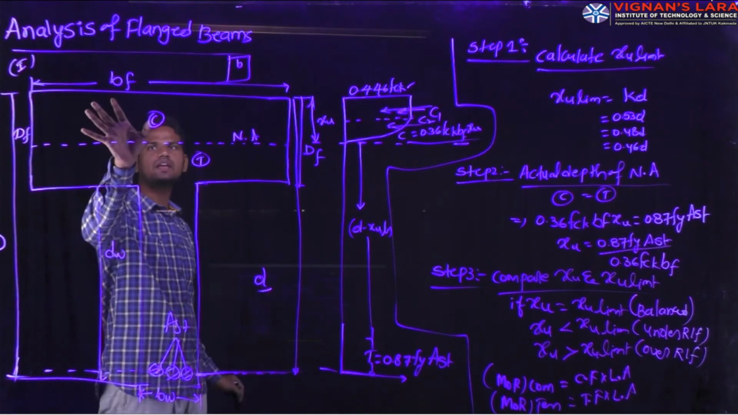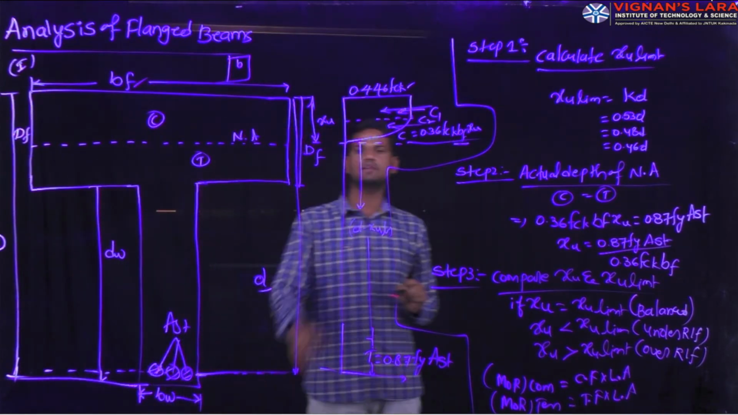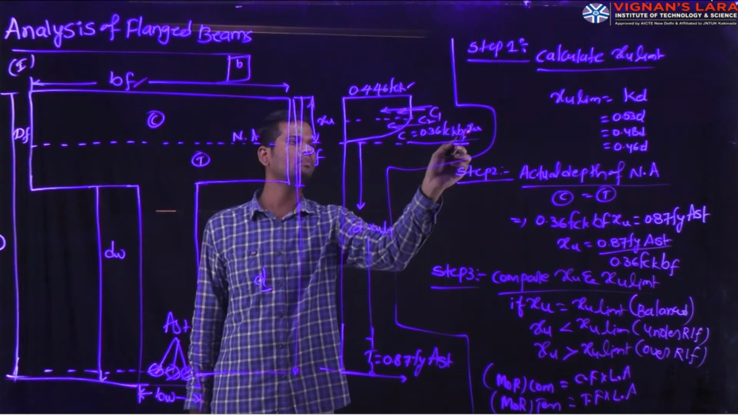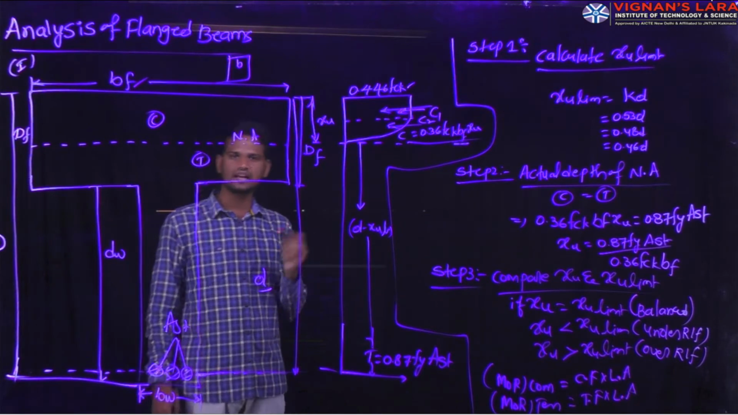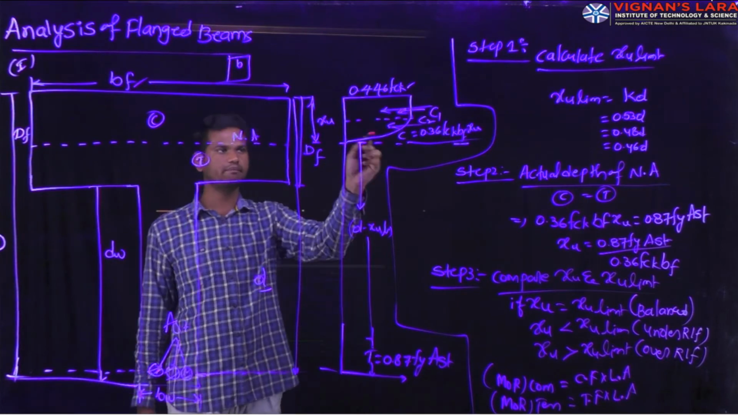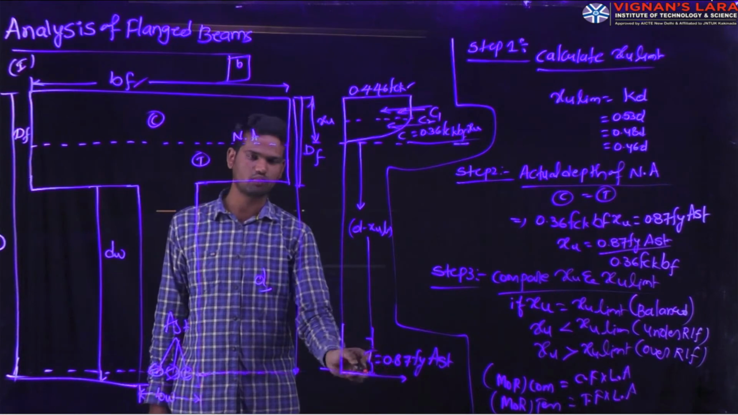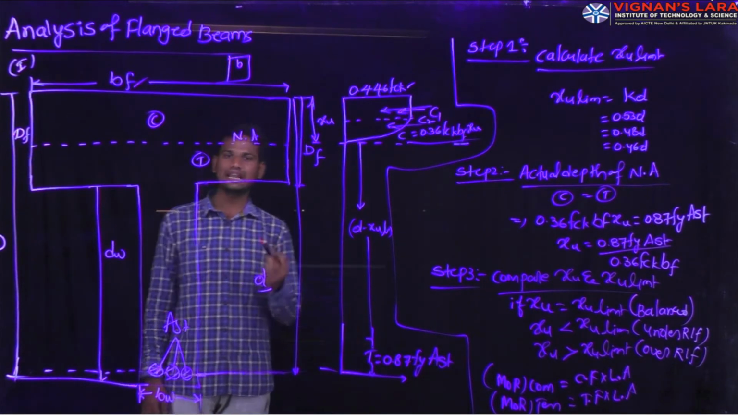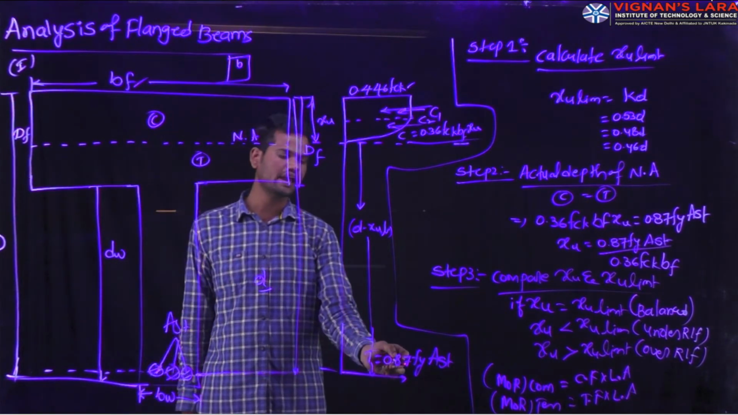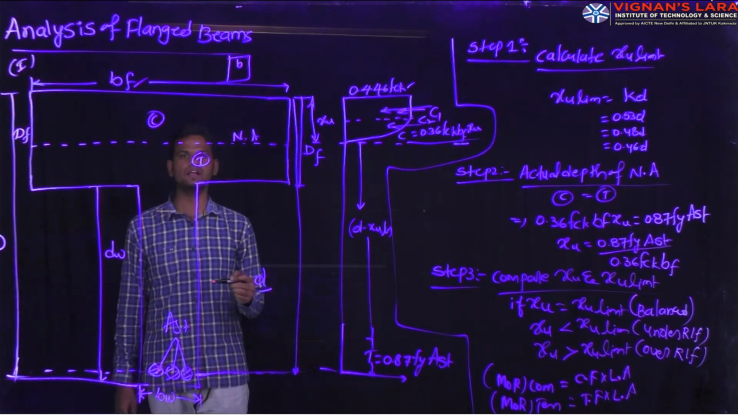If you observe here, for this particular type of beam, we consider the width of the flange, that is BF. That means the total compressive force C equal to 0.36 into FCK into BF into XU. This is the force acting on the rectangular portion as well as on the parabolic portion. The same total compressive force we have already calculated. And if you observe on the bottom side, we calculate the tensile force acting on the beam. The tensile force T equal to 0.87 into Fy into AST.